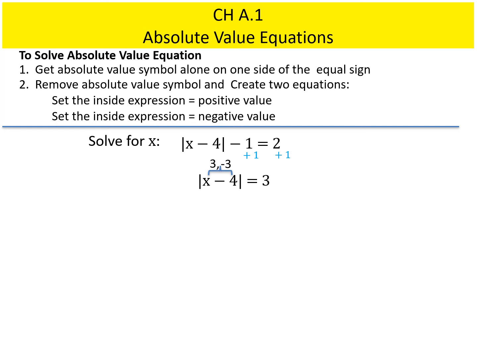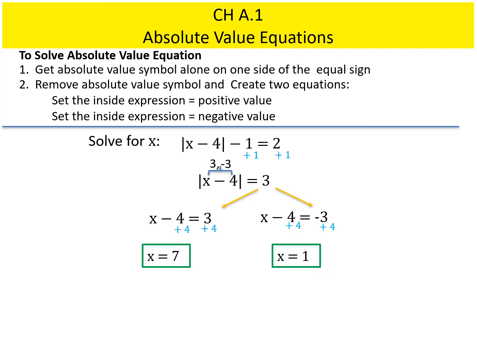So therefore, we're going to remove the symbol, and we're going to go ahead and set x minus 4 to be 3 and x minus 4 to be negative 3. And now we're just going to go ahead and solve two simple equations. Solving the first equation, we're going to get x equals 7. Solving the second equation, we're going to get x equals 1.